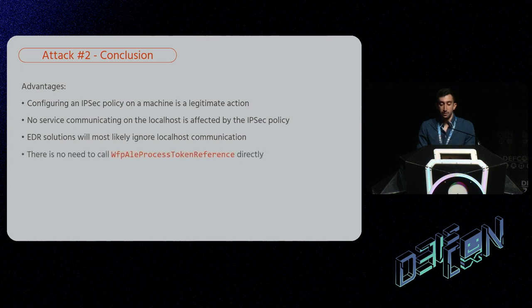Another benefit is that the driver automatically adds the token to the hash table, so we don't need to call ALE process token reference. And the final thing is that the interaction with the spooler service isn't suspicious. We don't retrieve the handle table of spooler or open a handle to its primary token. The call to RPC open printer isn't a known way to manipulate the service for privilege escalation.